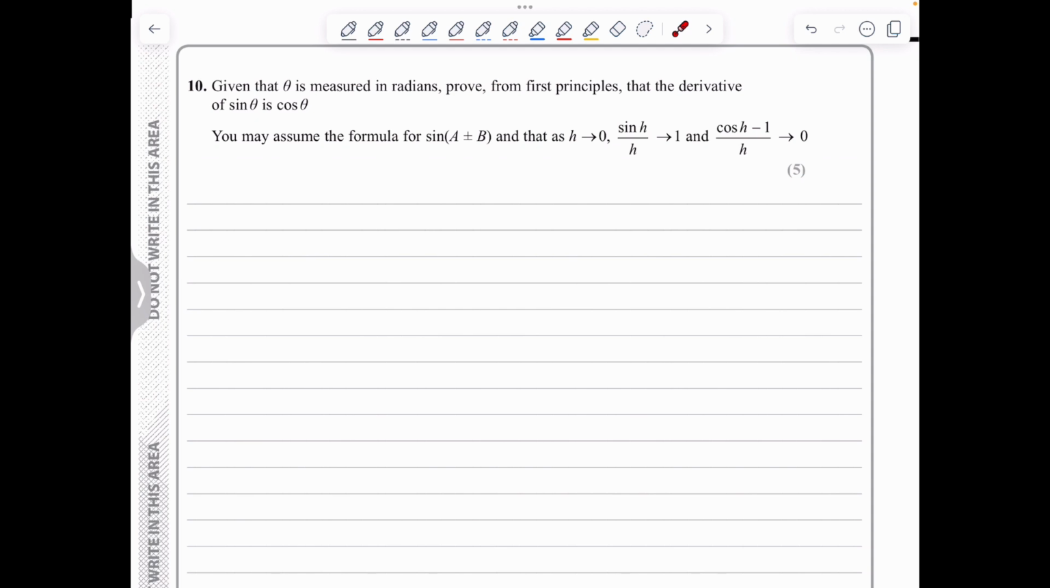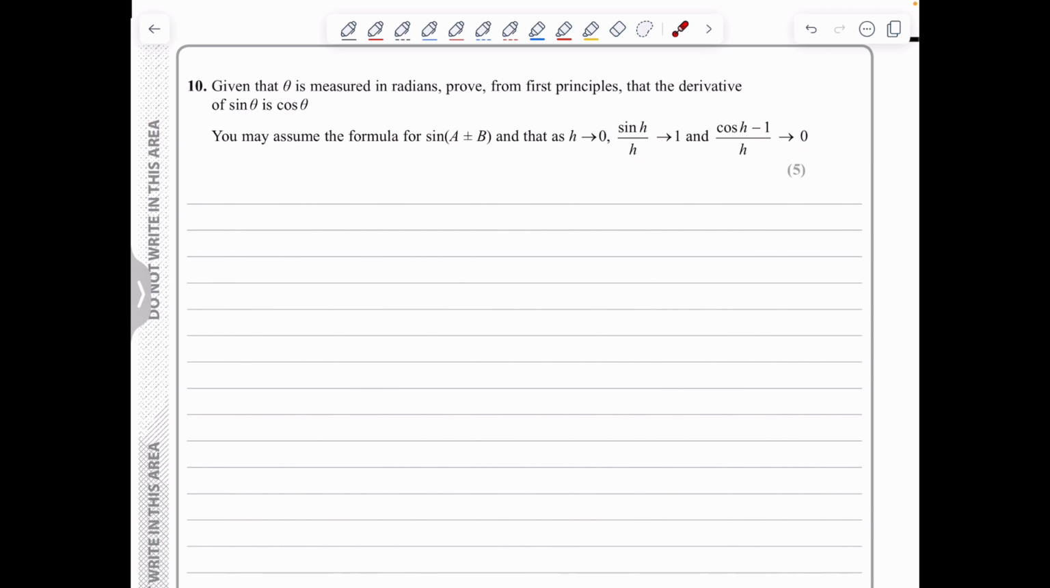In 10, we have that theta is measured in radians, and we need to prove from first principles that the derivative of sine theta is cos theta, and in doing that, we may assume the formula for sine A plus minus B, so the compound formula for sine, as well as the fact that as h tends to 0, sine h over h goes to 1, and cos h minus 1 over h goes to 0.